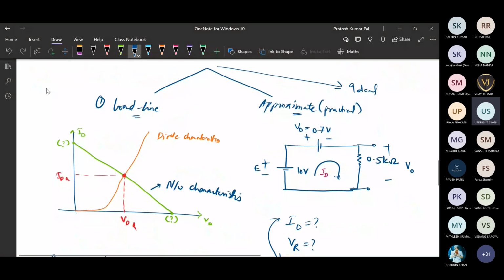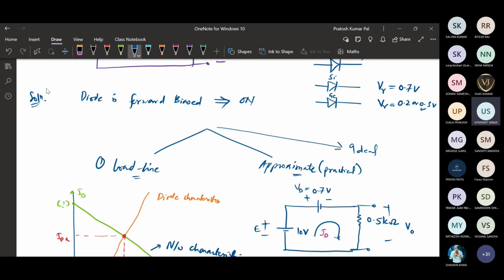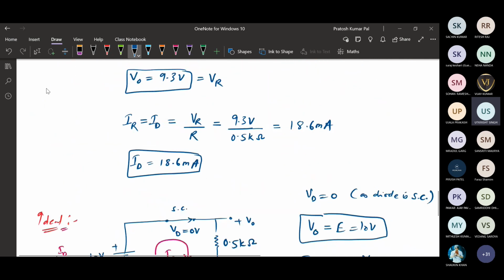The next method is the approximate method. That is, we will be replacing this diode with the practical diode. That practical diode will be replaced by a voltage source. If it is forward bias, it will have a voltage drop of 0.7 volt in case of a silicon diode. If it is reverse bias, it will be open circuit. In the ideal case, if it is forward bias, it will be short circuit, the voltage drop will be 0, and if it is reverse bias, it will be open circuit.